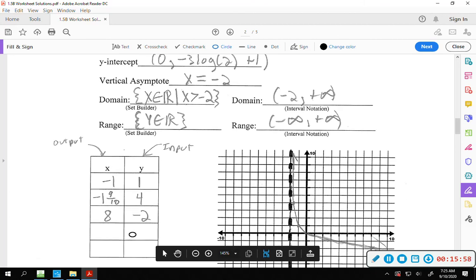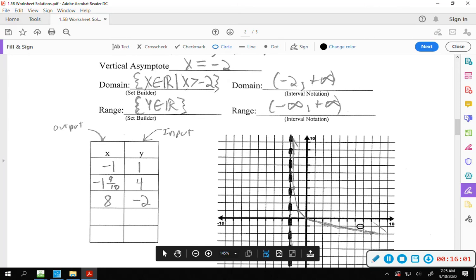Just by plotting those 3 points, we can get a really good look at what's going on here. I plot the point negative 1, up 1. I plot the point back 1 and 9/10, up 4. Really close to that vertical asymptote. And if I dot that vertical asymptote in right away, I can see I'm just getting closer to it. If I go to the right 8 and down 2, there it is. There is a nice logarithmic function. We can see that the range is all real numbers. It goes up forever, it goes down forever. Okay? Next problem.